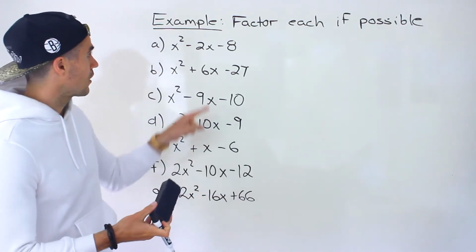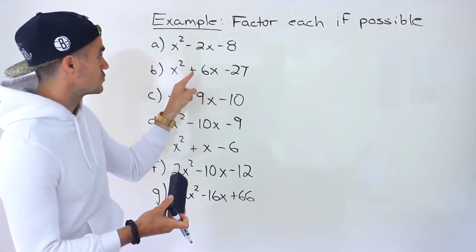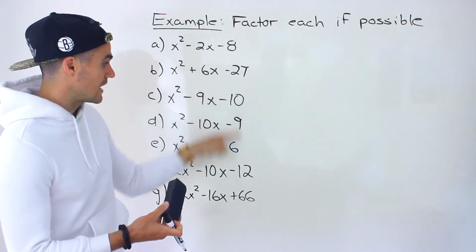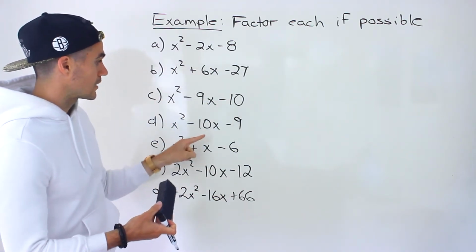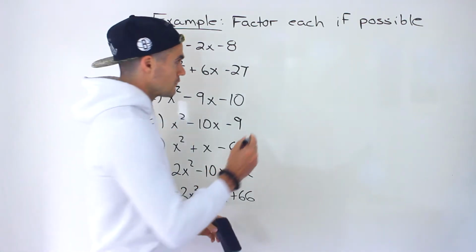So initially we start off with positive B values, positive C values. Then we went to negative B values and then positive C values. And now we have negative C values and a combination of positive and negative B values. Right, so let's start off with the first one.